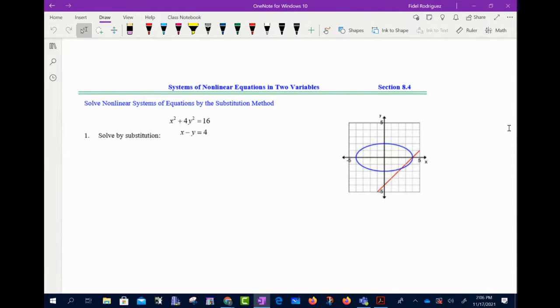Okay, so the first one here says solve the nonlinear system of equations by the substitution method. All right. The other day when we were doing some of these problems, I think it was John that asked, is one method better than another? I don't necessarily think one method is better than another, but here it would be a lot more difficult to use the elimination method, because the first equation has x squareds and y squareds, and the second equation only has x's and y's, right? So it'd probably be better for us to do substitution.